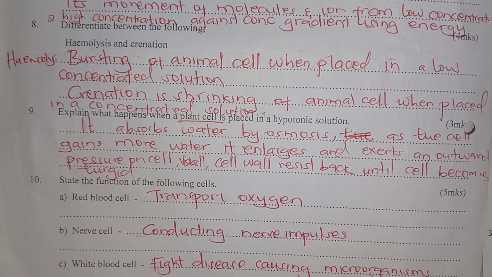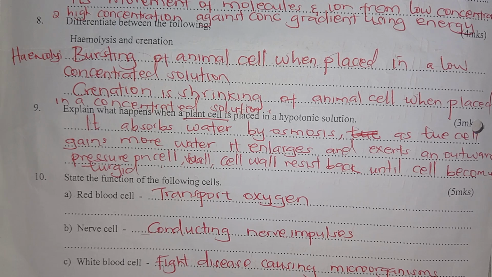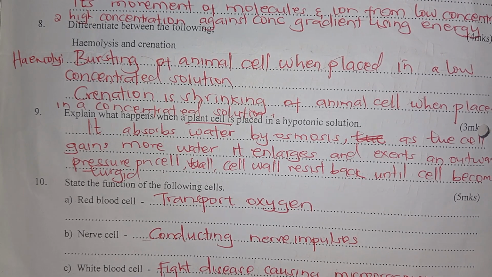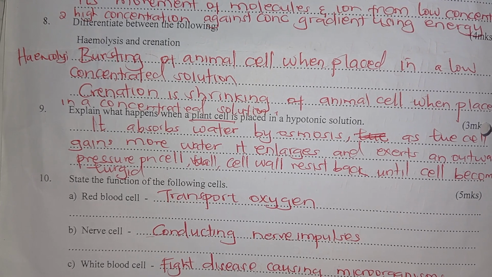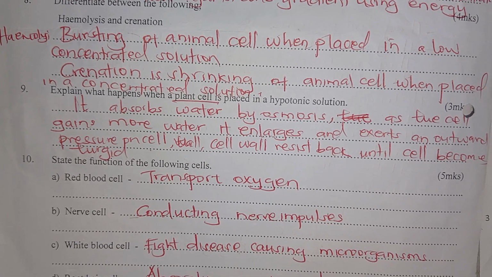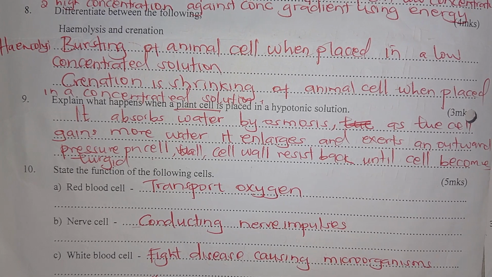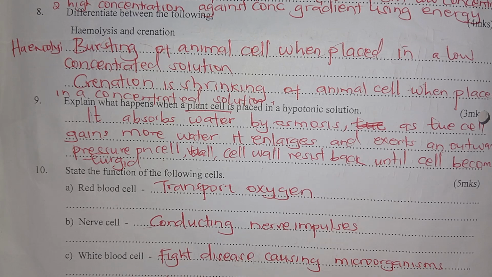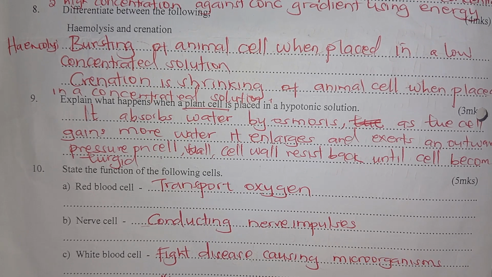Differentiate between the following terms: hemolysis and crenation. Hemolysis is the bursting of an animal cell when placed in a low concentrated solution, or a hypotonic solution, while crenation is the shrinking of an animal cell when it is placed in a highly concentrated solution.